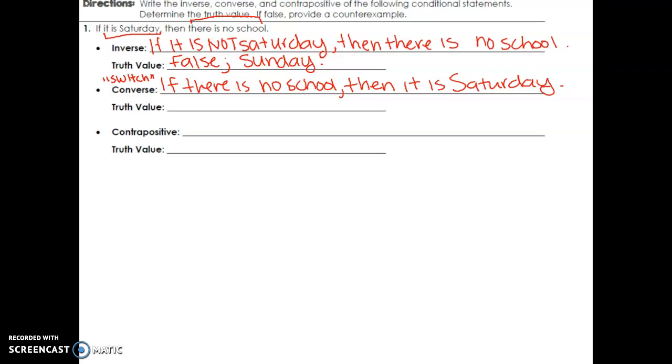So saying the only day there is no school is Saturday. So if there's no school, then it is automatically Saturday, which is false. The truth value here is false. And another counterexample would actually be Sunday.